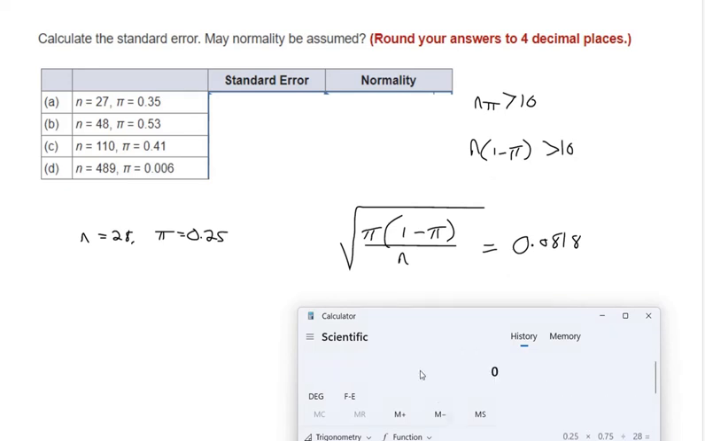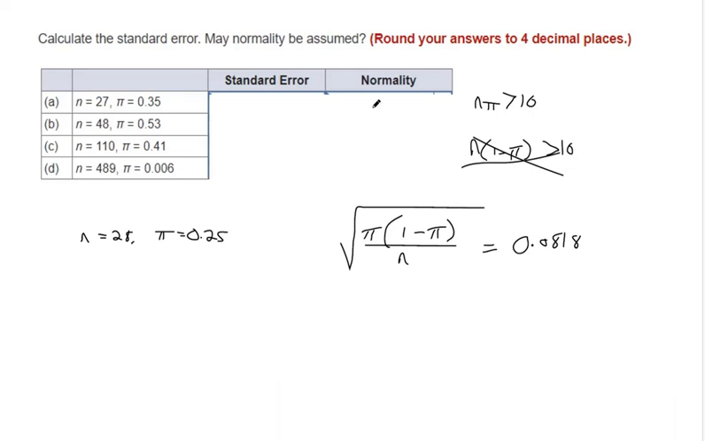So if I do 27 times 0.35, that's 9.45. So that's not greater than 10. There's no point of even checking this one because it failed the normality check. So we'd say no here.